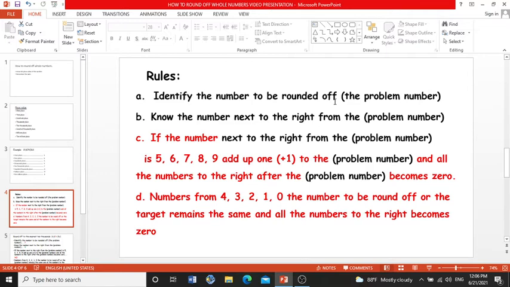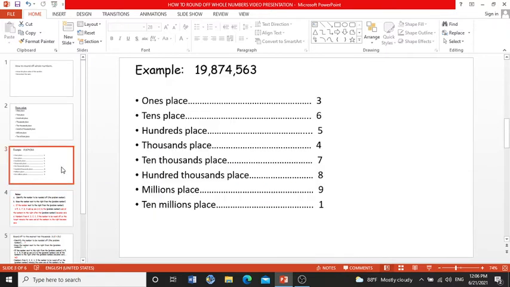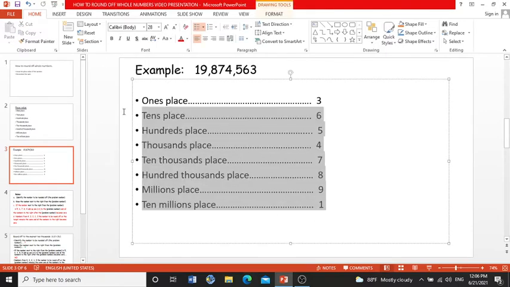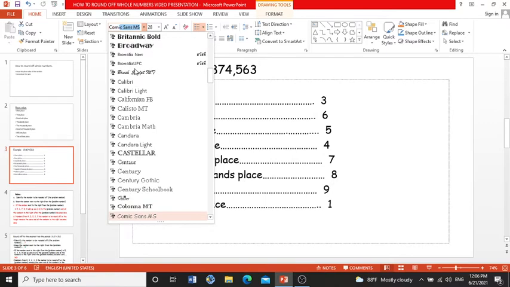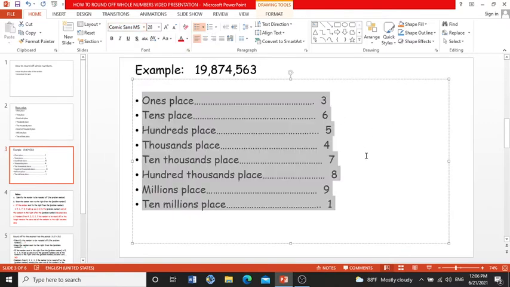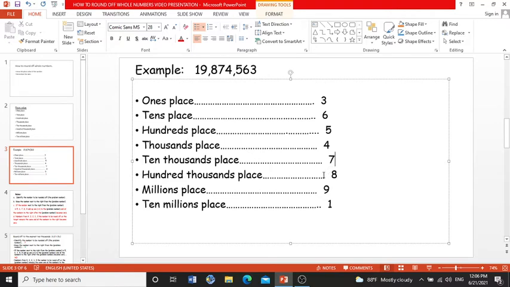Because that will be the problem. Later on you will understand if I give you the real practice or the real problem. So identify the number to be rounded off. How is it related to this? It is very related because here, this place value, because I love to see this like comics. Okay, I want you to know these place values because that will be the problem later on.